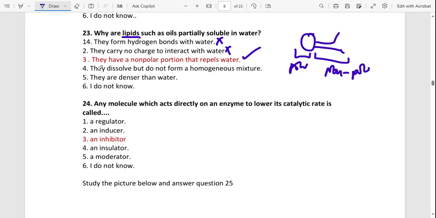They dissolve but do not form a homogeneous mixture? They don't actually dissolve, they only interact. Only a certain portion will be able to interact with the water. They are denser than water? That's false, of course.